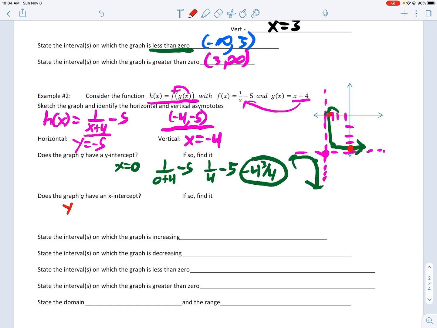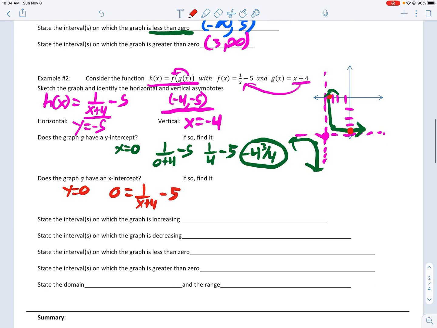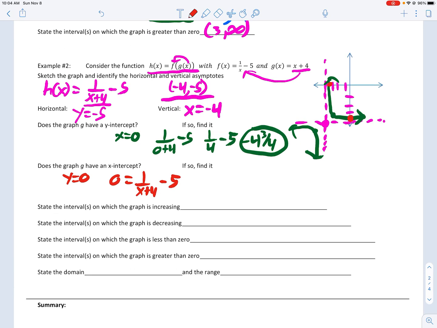So to find the x-intercept, the y has got to be 0. So 0 equals 1 over x plus 4 minus 5. So I need to get x by itself. So I got to get rid of the fraction eventually. But before I do that, I want to move the 5 over by adding it.